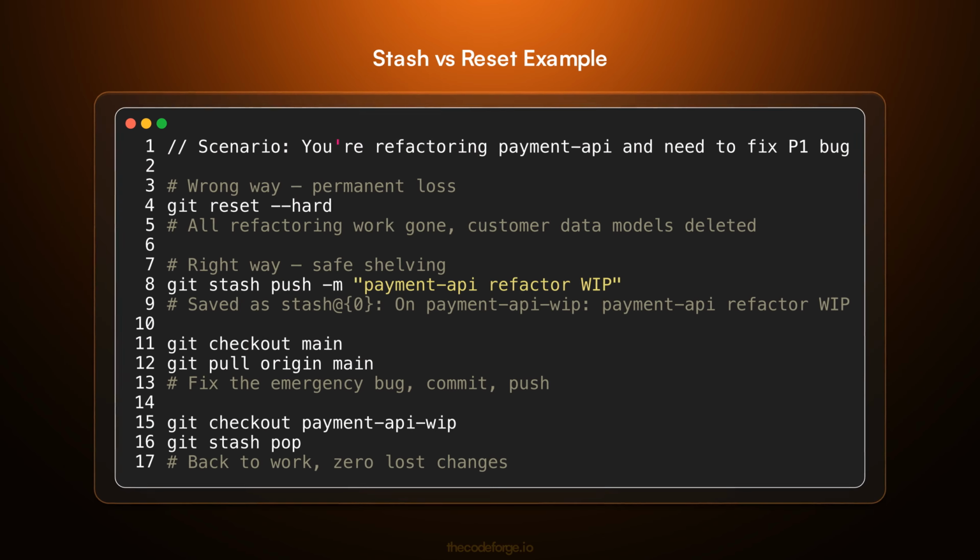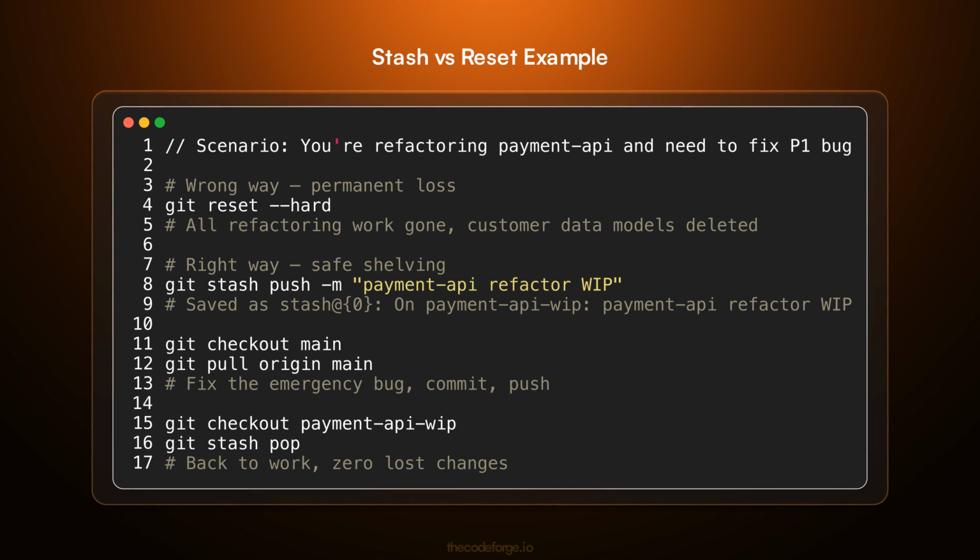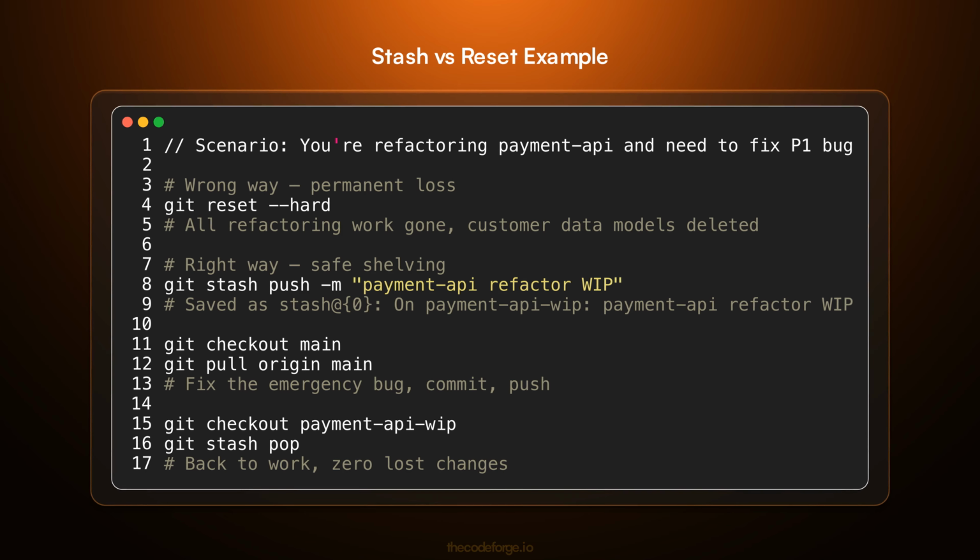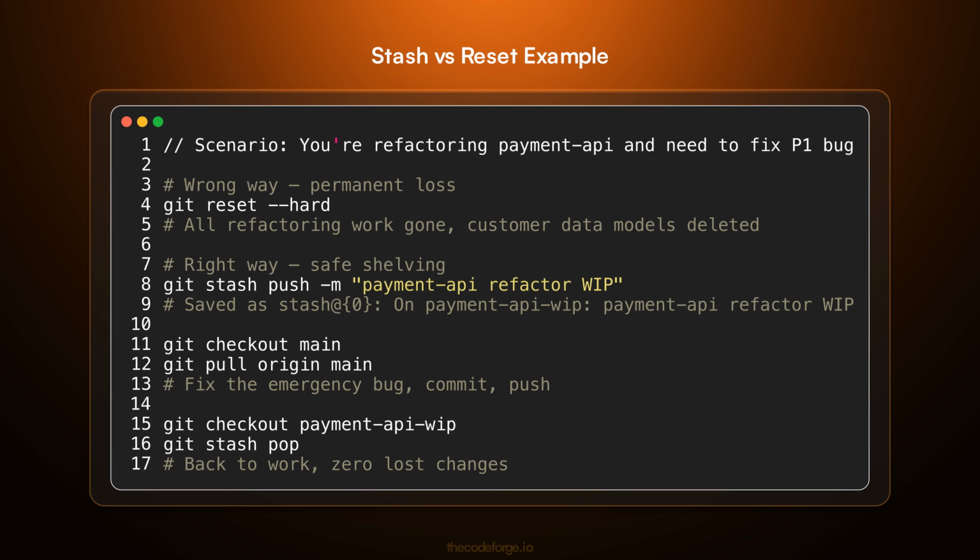Here's a real-world scenario. You're refactoring a payment API and need to fix a P1 bug. The wrong way is to use git reset --hard, which destroys all your refactoring work. The right way is to stash your changes, fix the bug on main, then pop the stash when you return.